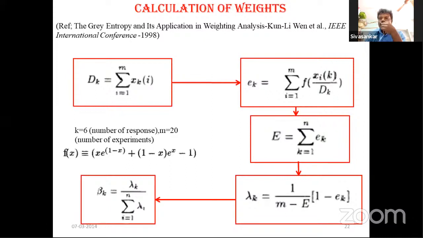From this, we have to calculate the dk value. It means we have to sum up all 20 values. Then we calculate the dk values. From this dk, we can calculate ek. From this ek, we can calculate the summation of these, which is called the entropy E. From this entropy, we can calculate lambda, that is 1 divided by m minus e, into 1 minus ek. From this, we can calculate the weight of each output quality characteristic. Here I have one Excel sheet. From this, you can get a clear idea. Next.